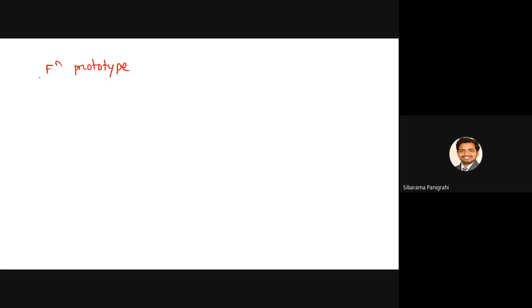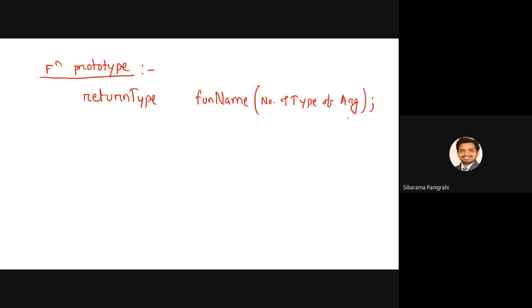So function prototype defines three things. One is what is the return type of the function. Second one is function name. What is the name of the function? Next one is number and type of arguments. Then after that you have to put a semicolon. So this is the syntax. Right?